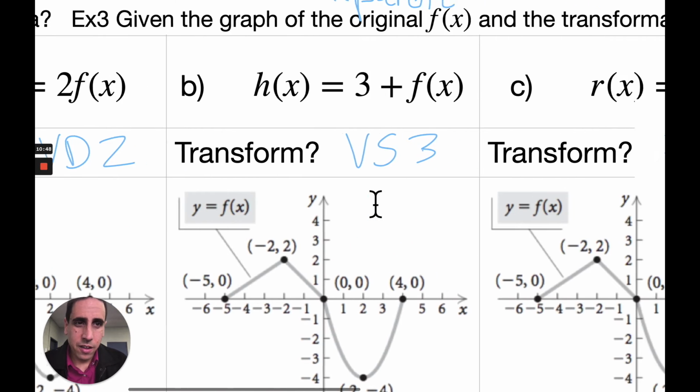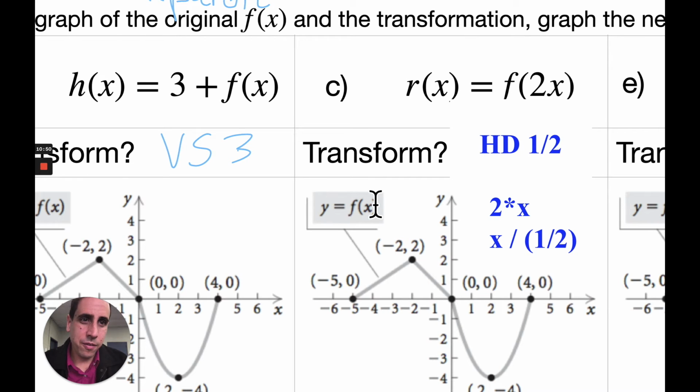Moving right along, this is r of x is equal to f of 2x. This is going to be a little tricky, so take notes. If it's a little confusing, we can talk it out more tomorrow. But here we go. So 2x, remember our formula for the b value.